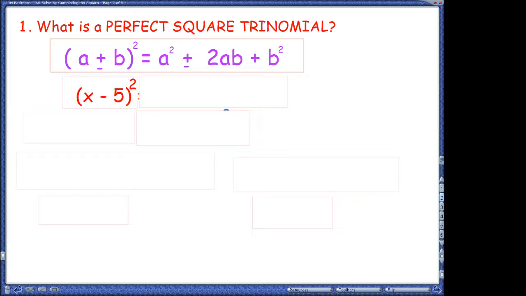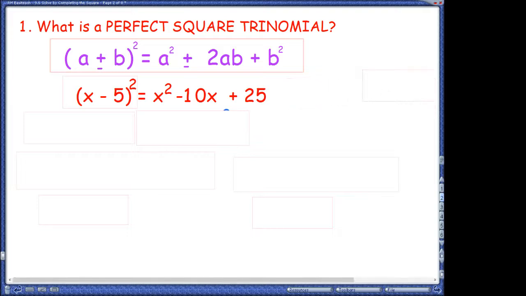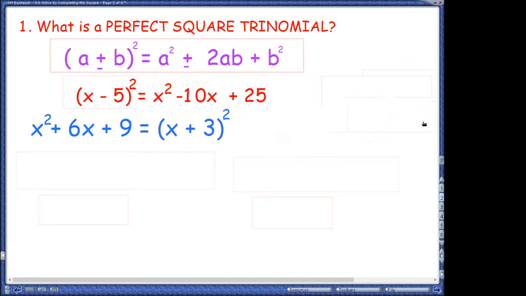So what is the square of x minus 5? The first term is going to be x squared followed by 2 times x times negative 5, which is negative 10x, and then the last term is negative 5 times negative 5, which is plus 25. So can you figure out what this is a square of? Give it some thought. Pause the video and see what happens. It turns out that x squared plus 6x plus 9 is the square of x plus 3.